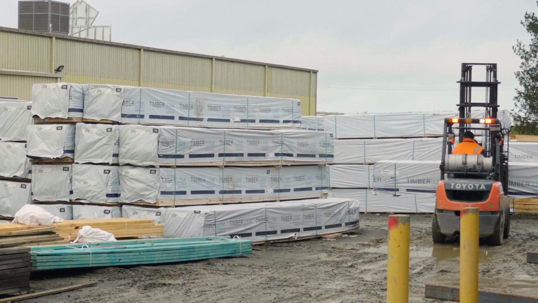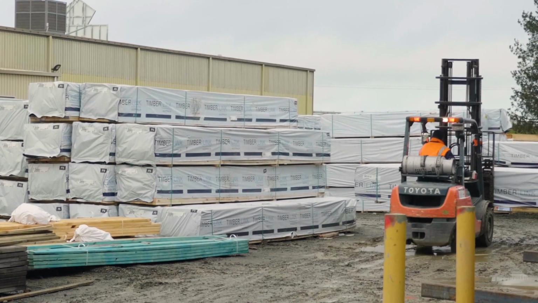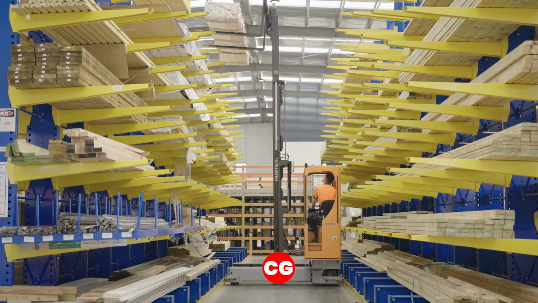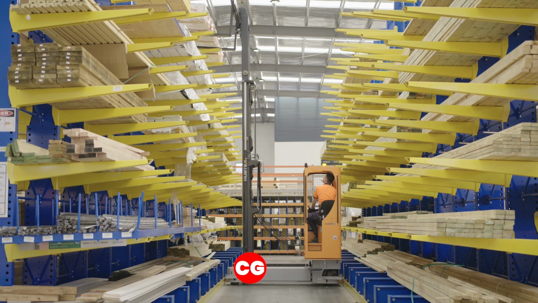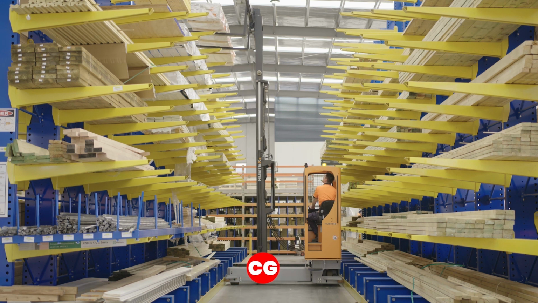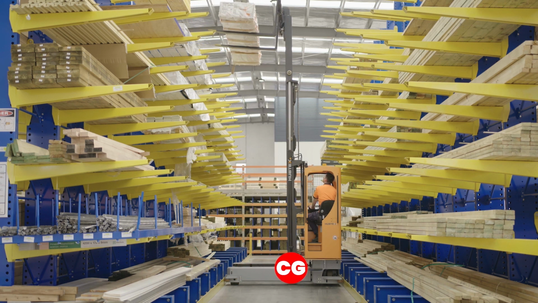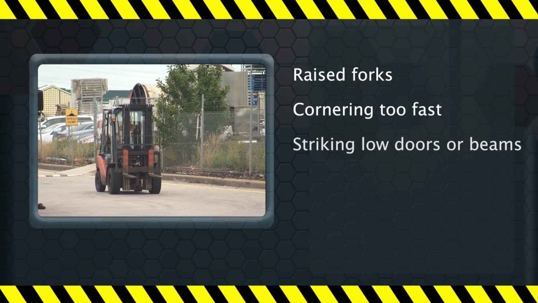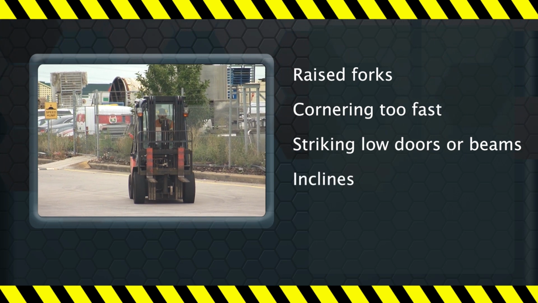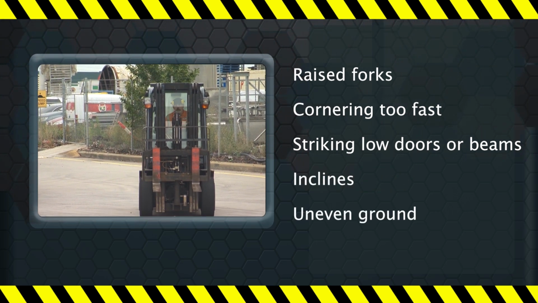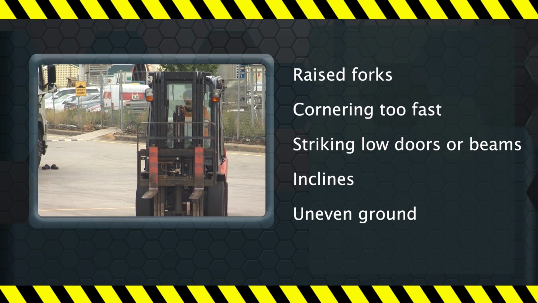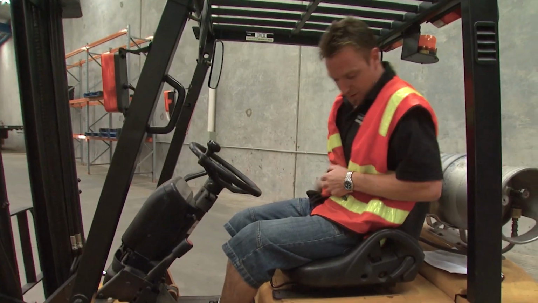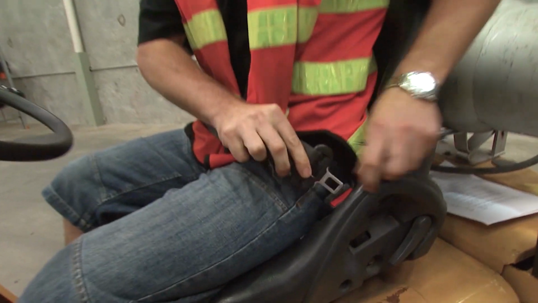An unlevel surface will certainly affect the centre of gravity, as will a flat tyre. It's important to note that when a load is moved forward and backward, the combined centre of gravity also moves forward and backward. Driving with raised forks, cornering too fast, striking low doors or beams, driving across inclines and uneven ground are the main causes of forklifts overturning. Most importantly, body restraints must be fitted and worn at all times.